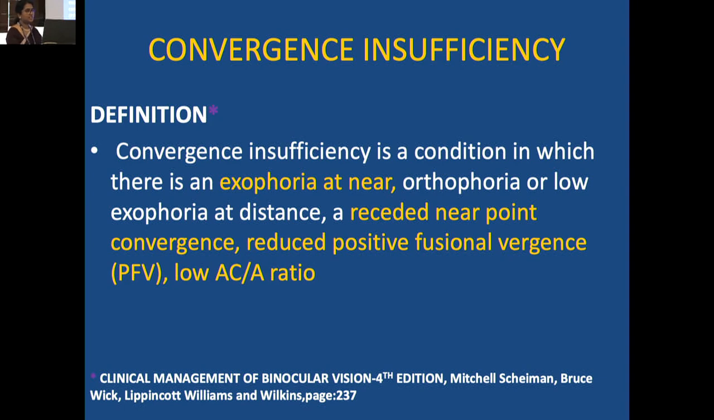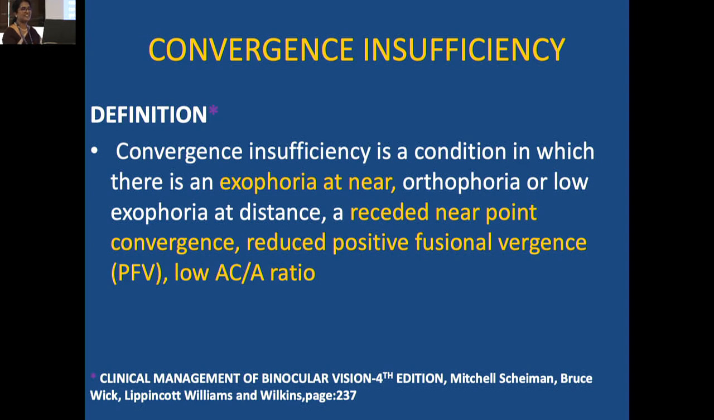As I told, one of the most common and most undiagnosed causes of visual efficiency problems in children is convergence insufficiency. So convergence insufficiency is a condition in which there is exophoria at near, orthophoria or low exophoria at distance, a receded near point of convergence, reduced positive fusional vergence and a low AC/A ratio.